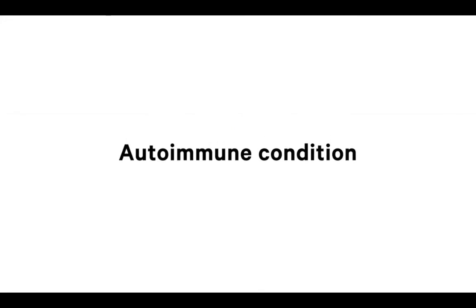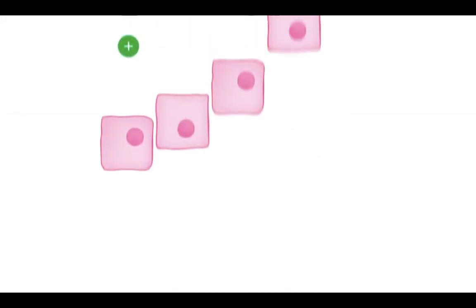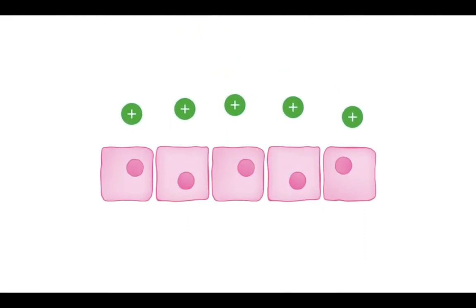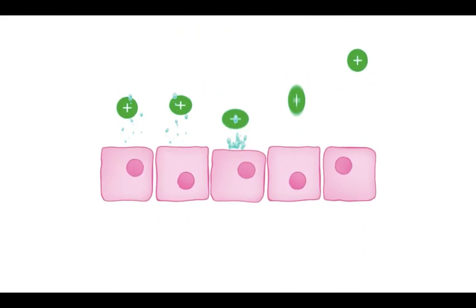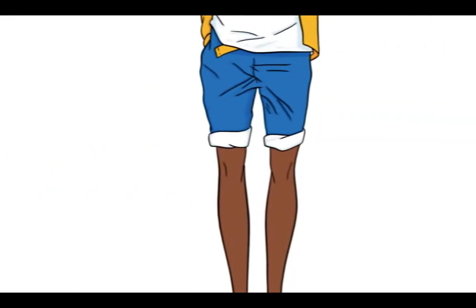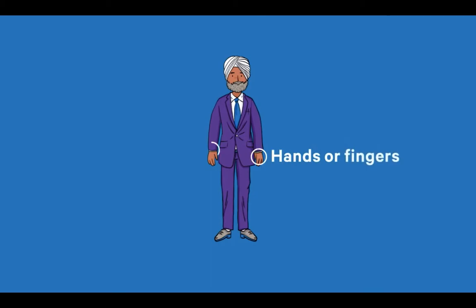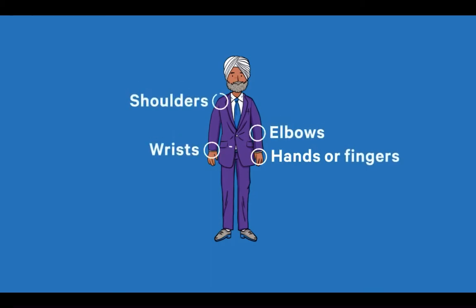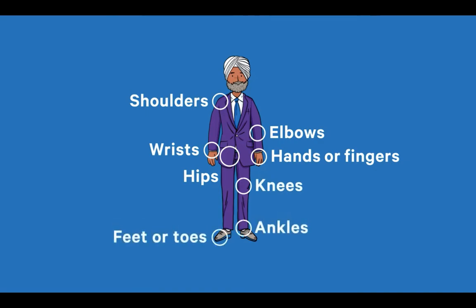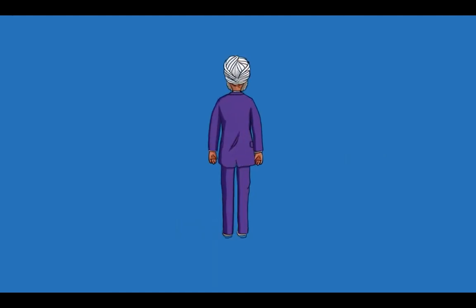Psoriatic arthritis is an autoimmune condition. This means your immune system, which normally protects you from illness and infection, attacks your body's healthy cells. In psoriatic arthritis, this can lead to inflammation inside and around a joint. This can cause pain, stiffness and swelling in the hands or fingers, wrists, elbows, shoulders, hips, knees, ankles, feet or toes. Psoriatic arthritis can also affect your spine, causing pain and stiffness around the neck, back or buttocks.